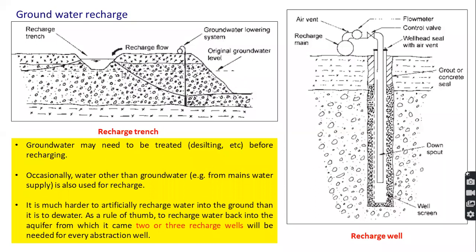On the left hand side, if the trench is not there, where pumping is taking place, the groundwater table would be something like this. So this drawdown is recovered up to some extent due to the presence of the recharge trench. This is the recharge well. So again, it is very similar to the observation well. You have a well screen, and this is the downpipe where you pump water into the recharge well.